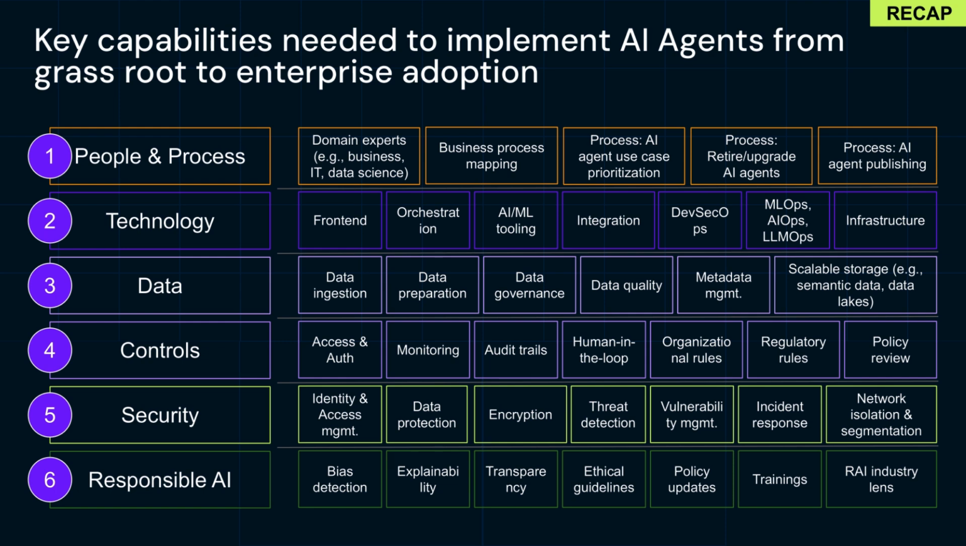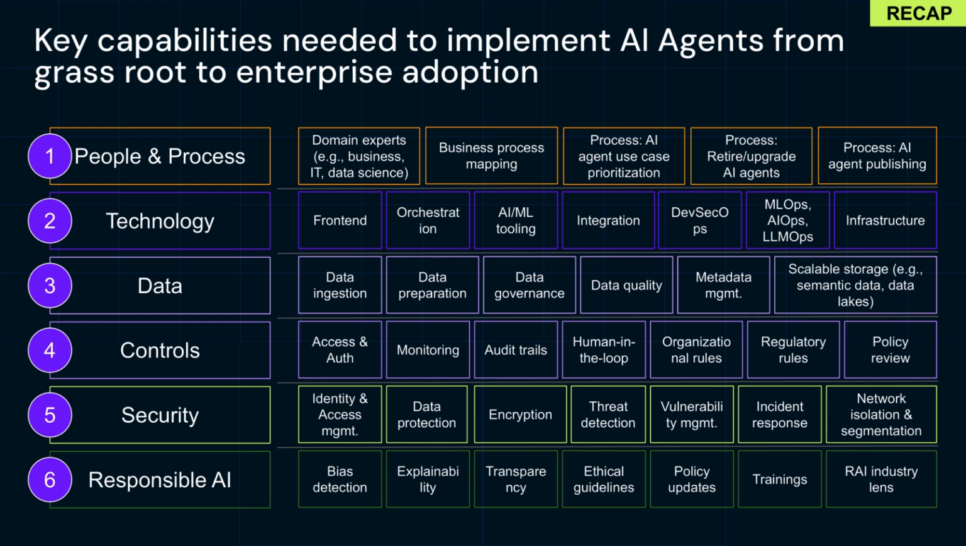Number three, data. It's all about ingestion, preparation, quality checks, pipelines, etc. Number four, controls. Access and authorization, monitoring, human in loop checkpoints. Number five, security. Identity and access management, threat detection, encryption, and sixth, and the very important part, responsible AI, which is about ethical guidelines, bias detection, transparency, compliance, and regulations.